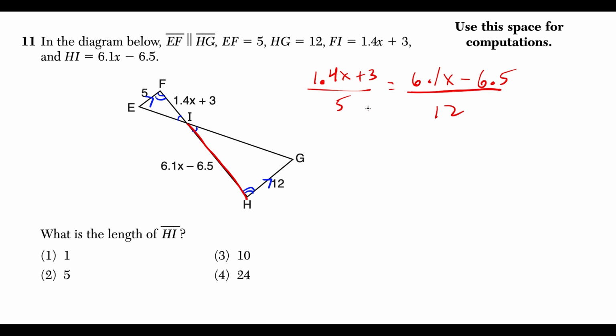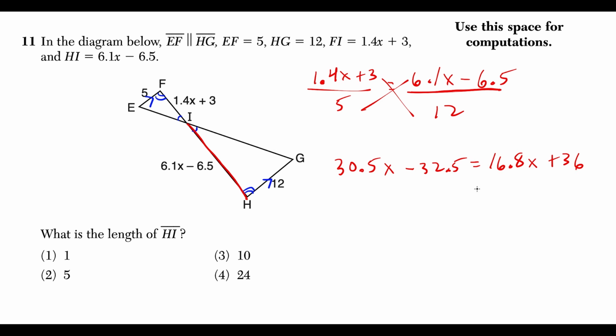So now we're just going to do the algebra. We're going to cross multiply. 5 times 6.1x is going to give us 30.5x. And then we're going to do 5 times negative 6.5, which is going to give us negative 32.5. And now this we're going to set equal to, we're going to multiply 12 by this term here. So 12 times 1.4 is going to give us 16.8, and we're going to just tack on the x here, and then we're going to have plus 36.